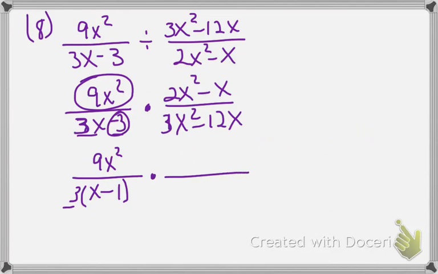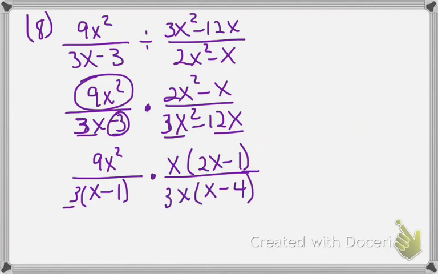In the right numerator, 2x squared minus x, those are both divisible by x. This might be a problem here. And this denominator, 3x squared and 12x are both divisible by 3x, which leaves me with x minus 4. So, I think I see a bit of a problem, but we'll go ahead and deal with what we've got.